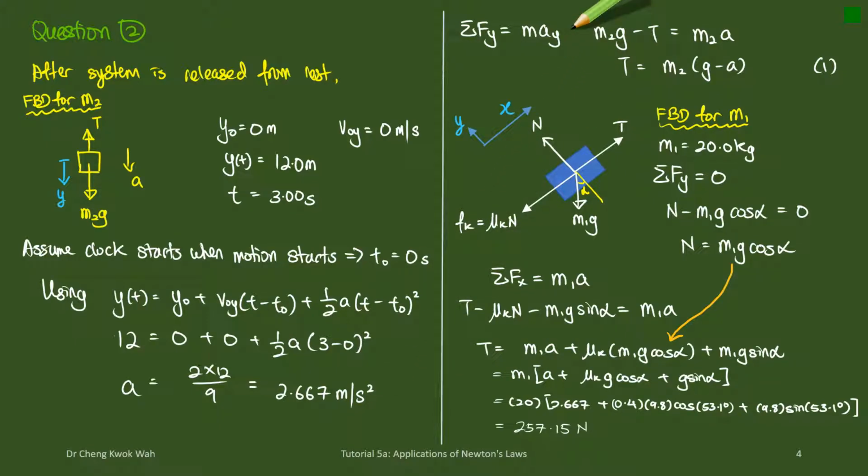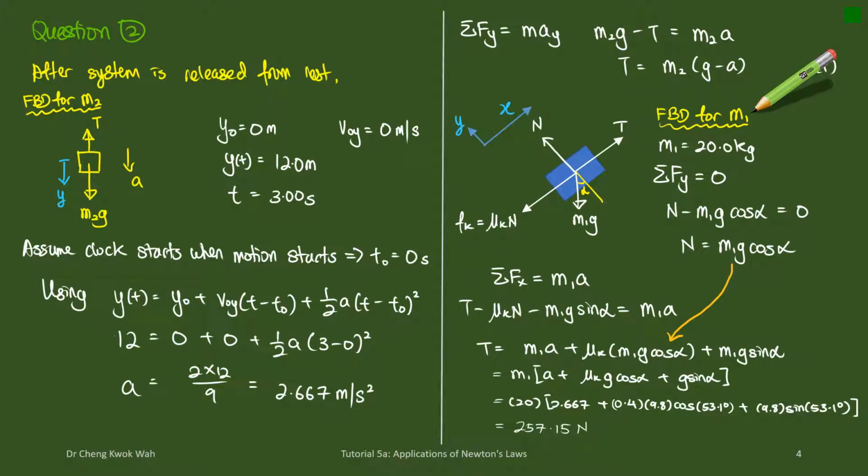After we have found the acceleration, we make use of Newton's second law, summation of forces in the y direction equal to m a_y. So m2g minus T is equal to m2a. However, we have two unknowns, m2 and T. So in this case, we simply express our tension T in terms of m2, giving us equation 1. Now to solve for our mass m2, we need another equation, and that comes from your mass m1.